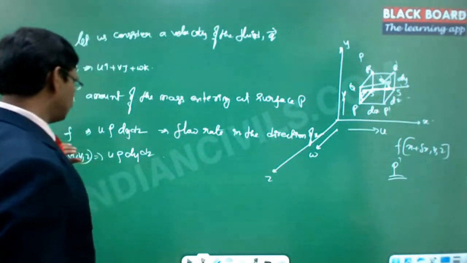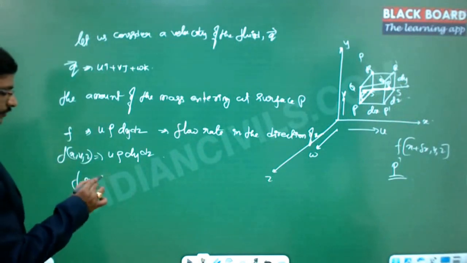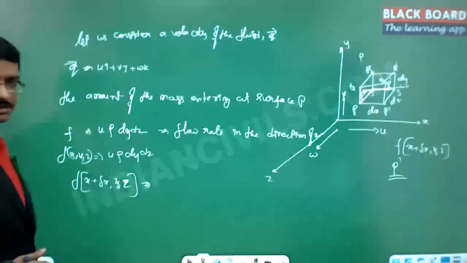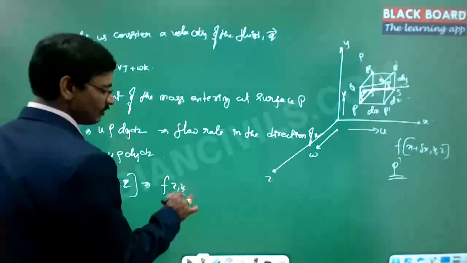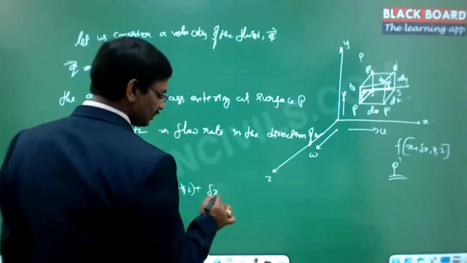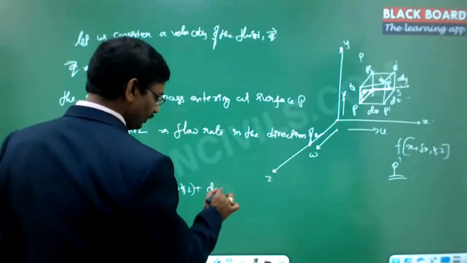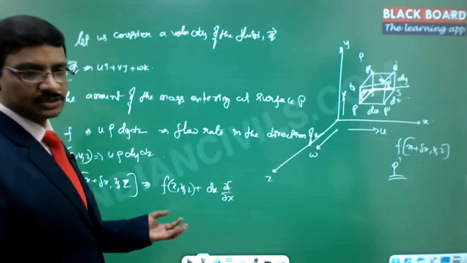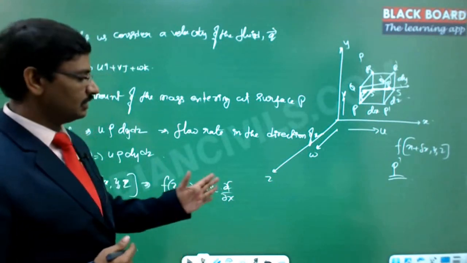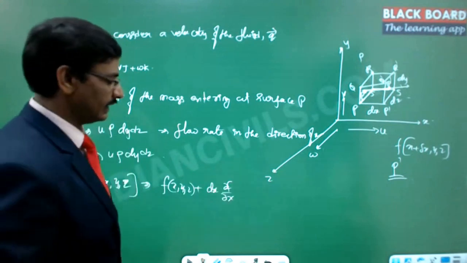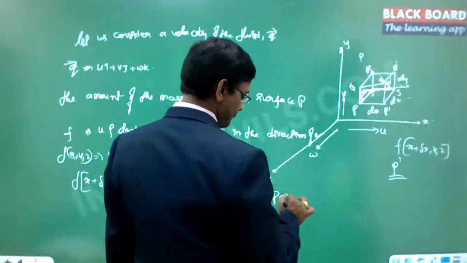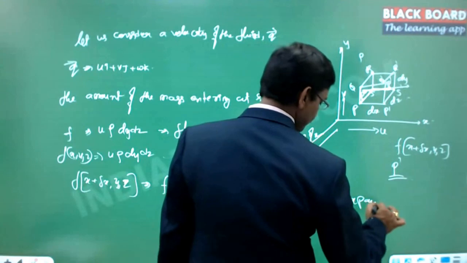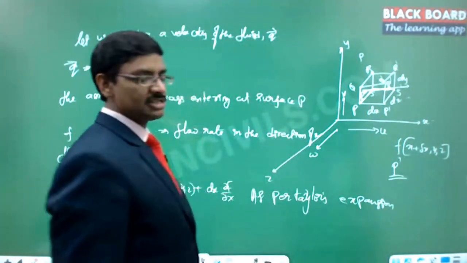Now in that way, this is going to be f of x plus delta x, y comma z. So this value, if we expand with the help of the Taylor's expansion, is going to be f of x comma y comma z plus delta x, or dx, times dou f by dou x. For the first order approximation, we are approximating with the Taylor's expansion only for the first order. So higher order terms we are neglecting. So this is as per the Taylor's expansion.